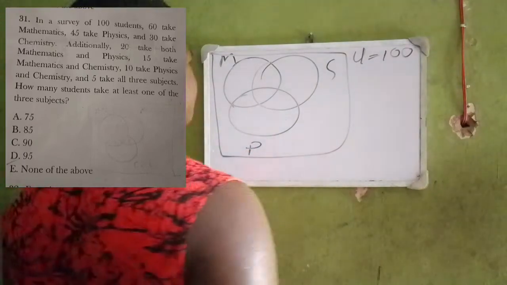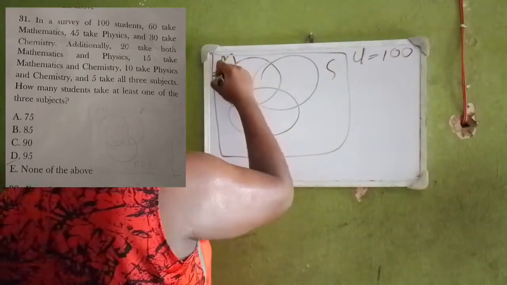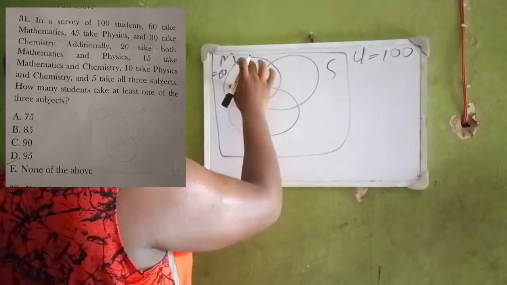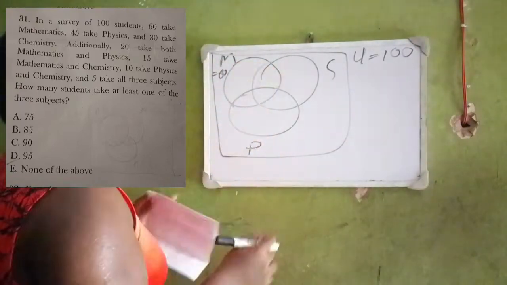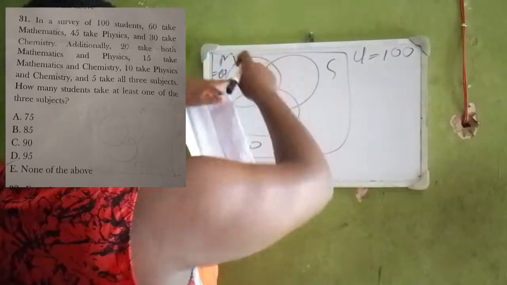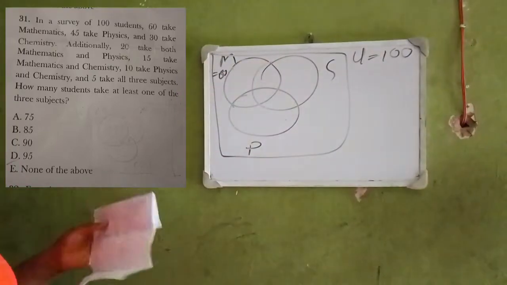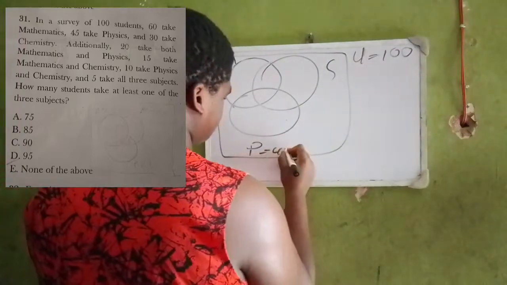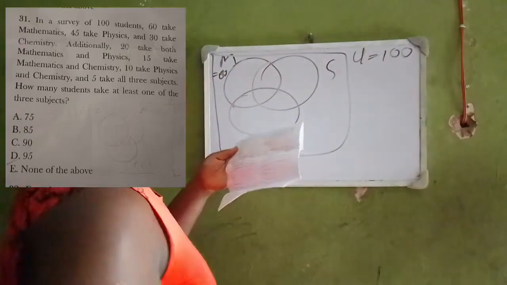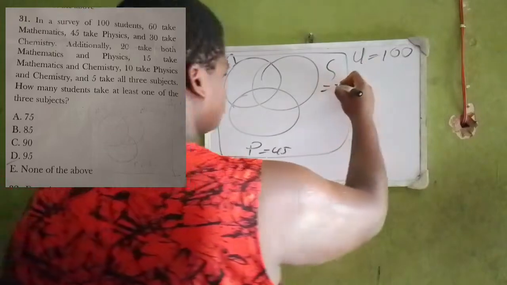60 take mathematics. Don't put 60 here, this one is for mathematics only. All the numbers inside this circle will sum up to 60. 45 take physics, so physics is equal to 45. And 30 take chemistry, so chemistry is equal to 30.